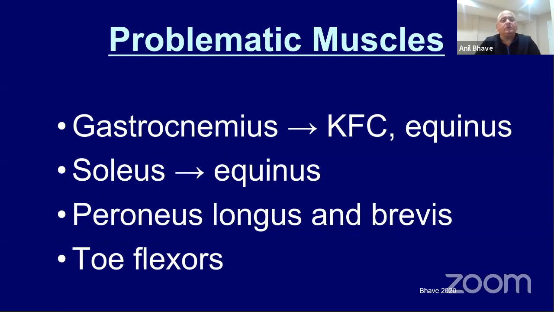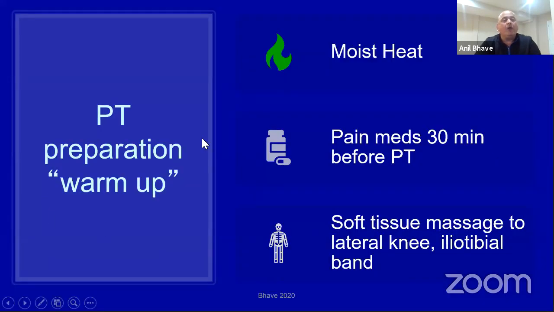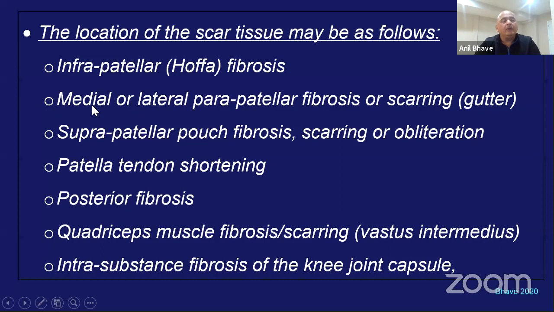What are the problem muscles? Gastrocnemius, we talked about, it causes knee flexion contracture, and then the other things are more for the tibia. And for the femur, it's rectus femoris, quad tendon with patella alta, hamstrings, tensor fascia, IT band, adductors, and hip flexors. Those are the problem issues. So we always do PT preparation, which is moist heat, pain medications, and soft tissue mobilization. In PT it is called STM, which is basically mobilizing the soft tissues through manipulative therapy.